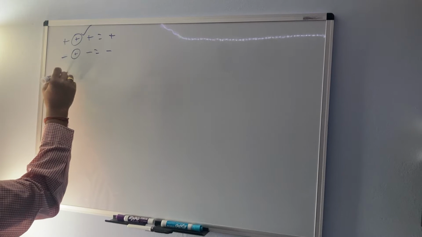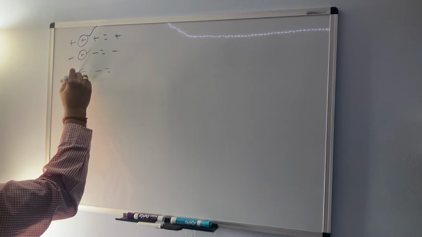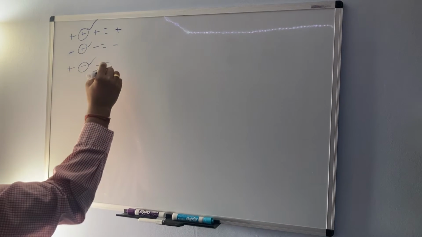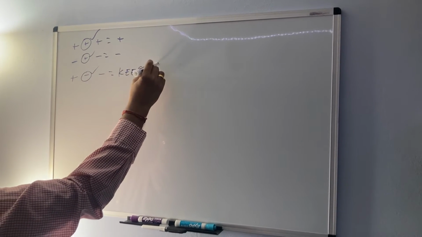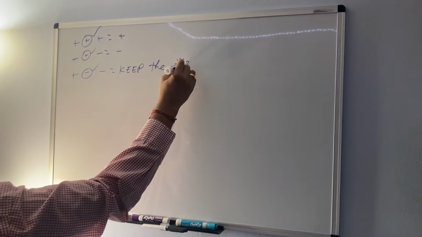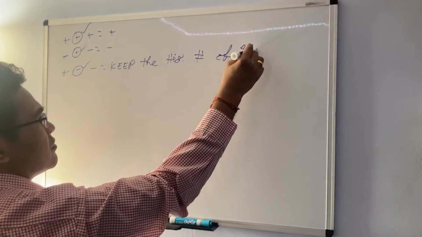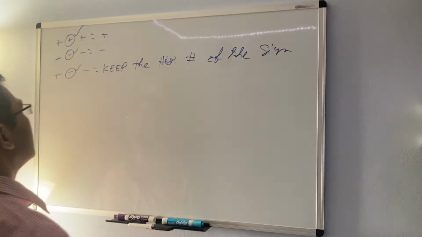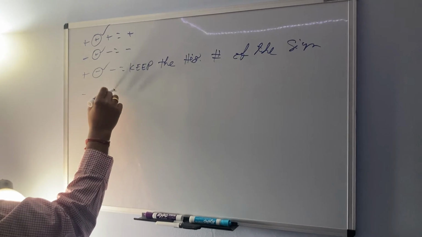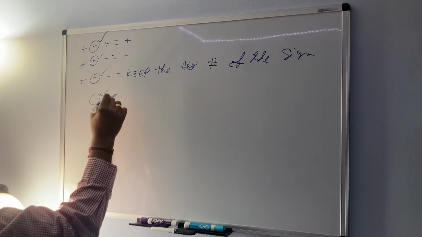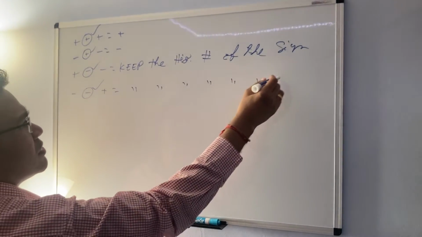So when the signs are different, you always subtract and keep the sign of the highest number. Okay, so when the signs are different, you always subtract and keep the sign of the highest number.